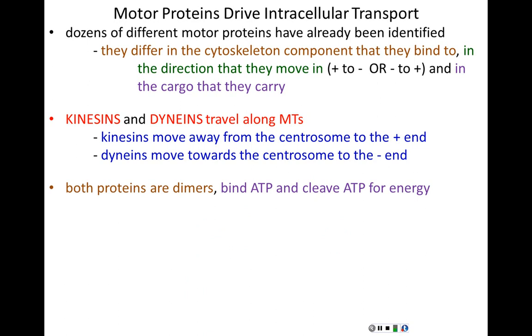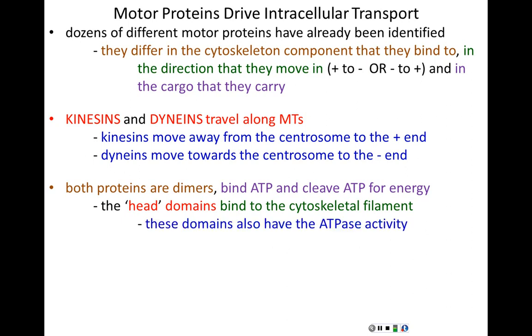Both of them bind ATP. Both of them cleave ATP to provide the energy for walking. In each of these cases, the head domain is defined as the region of the protein which actually binds to the cytoskeletal filament. This throws students for a loop sometimes, because that's the walking part. What seems to be the feet of the protein actually is called the head domain.